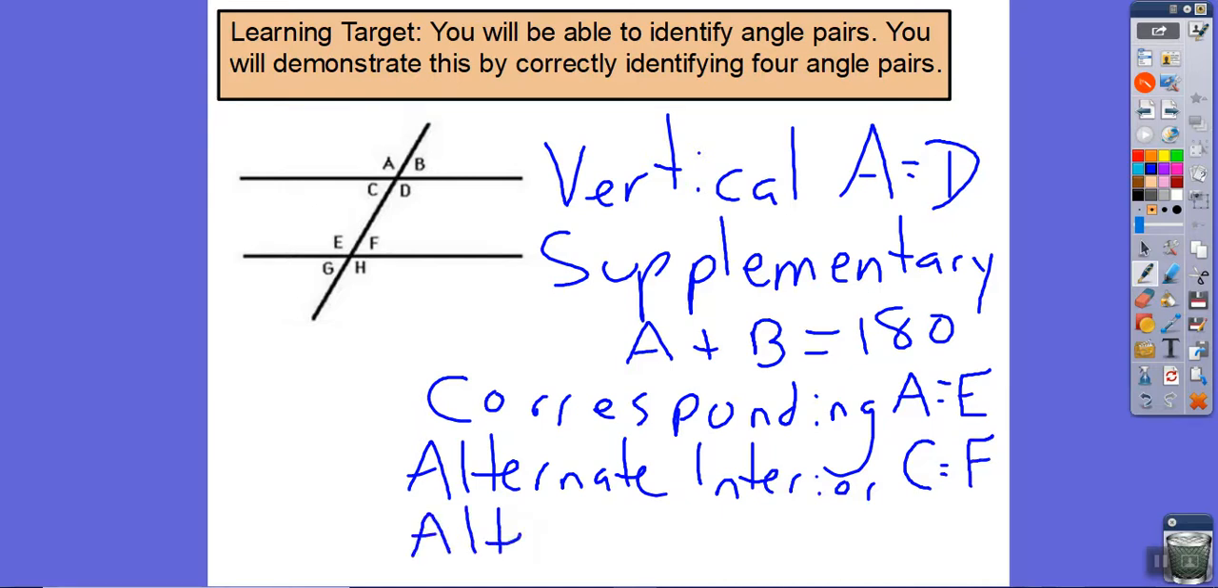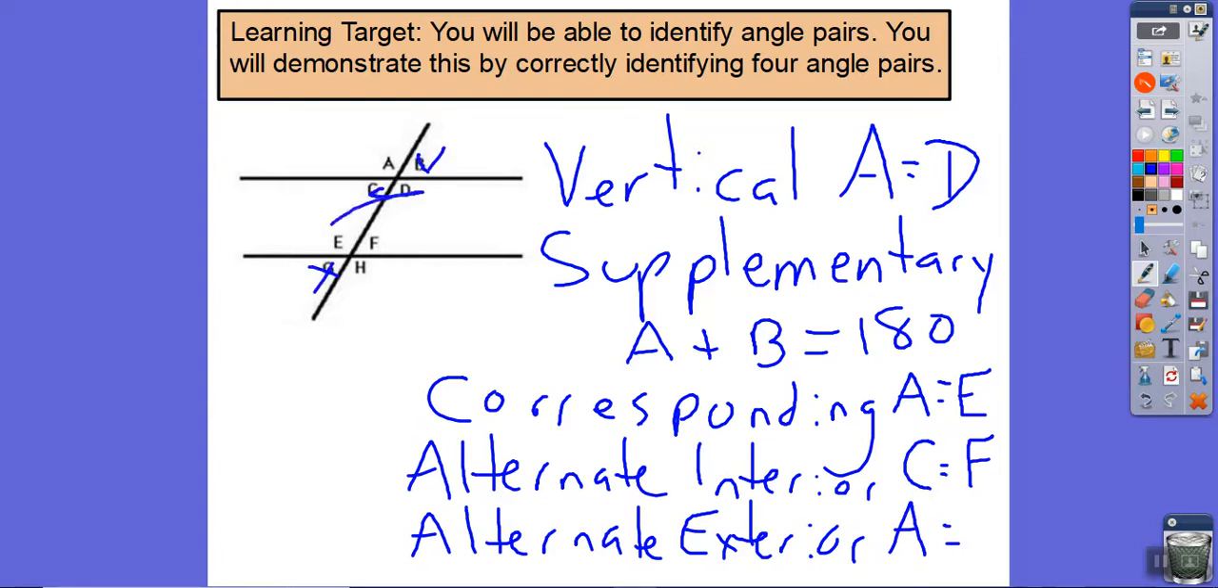And our last one was alternate exterior. So I could use A again. Which one is alternate to it? So I don't want the one next to it. I don't want the one on the same side. And I'm definitely not talking about the middle. So that just leaves H.